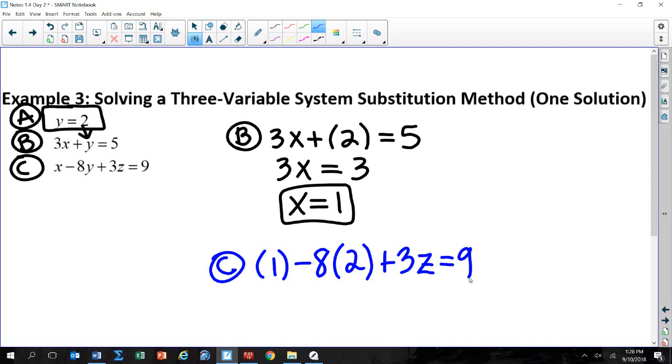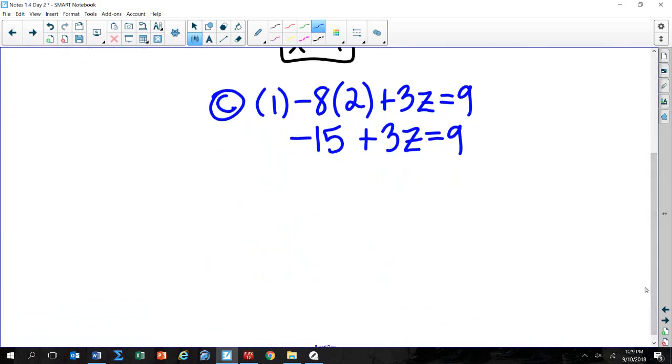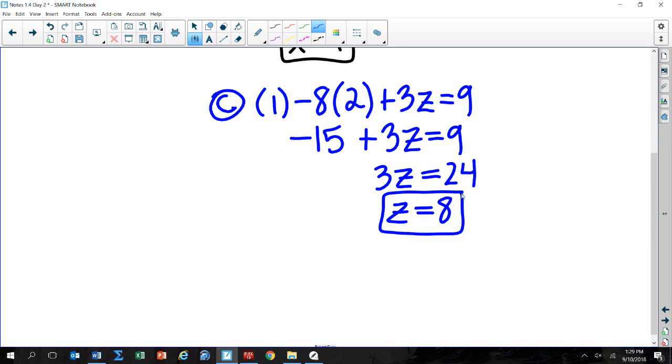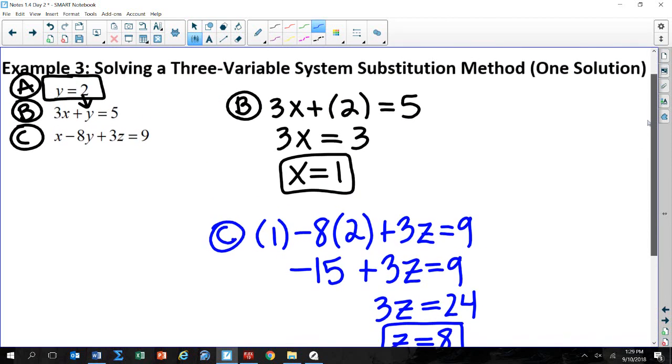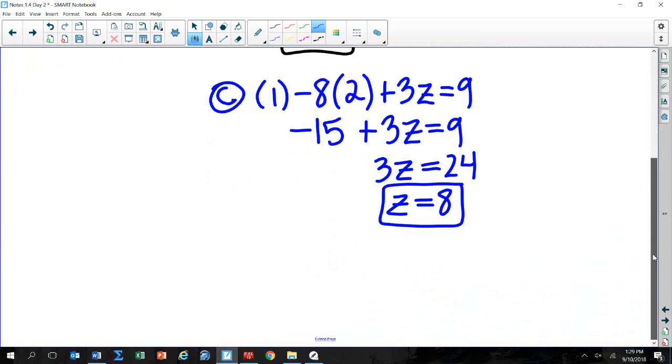That'd be 1 minus 16. Negative 15. Okay, plus 3z equals 9. Add 15 to both sides. What is 9 plus 15? 24, very good. Divide both sides by 3. 8, right? Okay. Alright, x comma y comma z. 1 comma 2 comma 8.